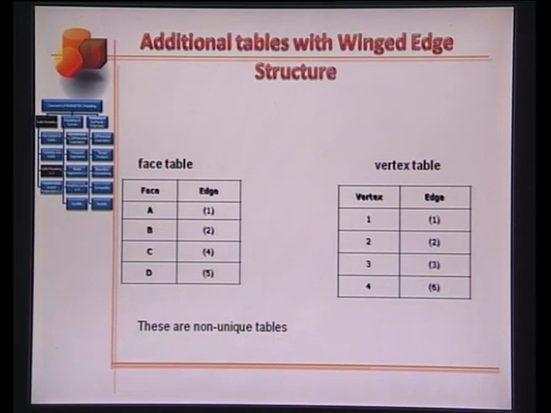What I mean here is, if you look at the second column in both tables, the entries corresponding to the incident edges can be different. There may be other ways to construct the face and vertex tables.